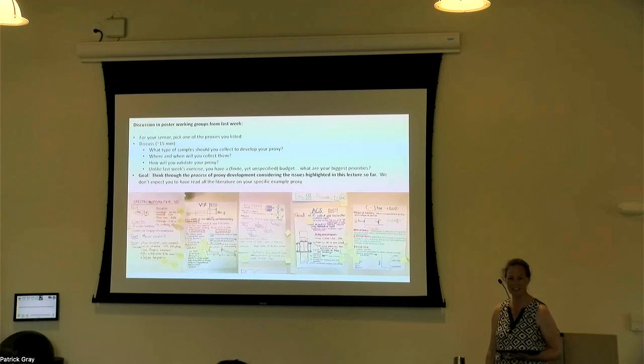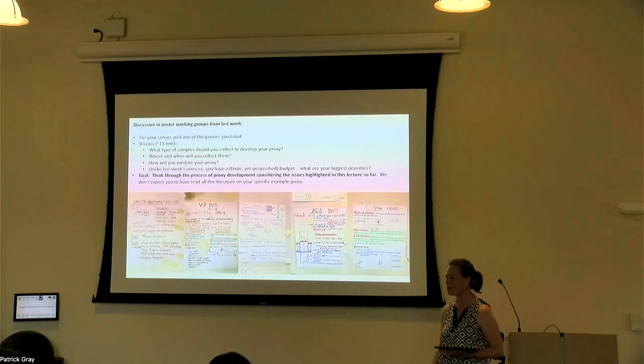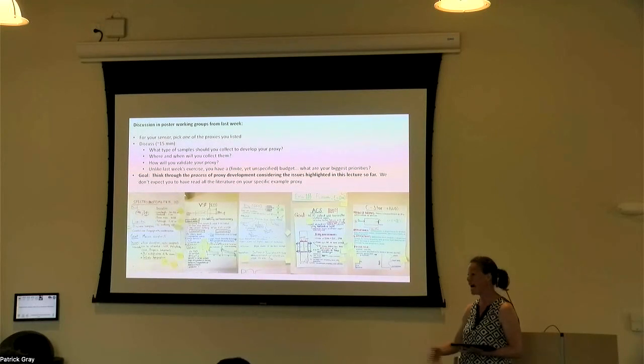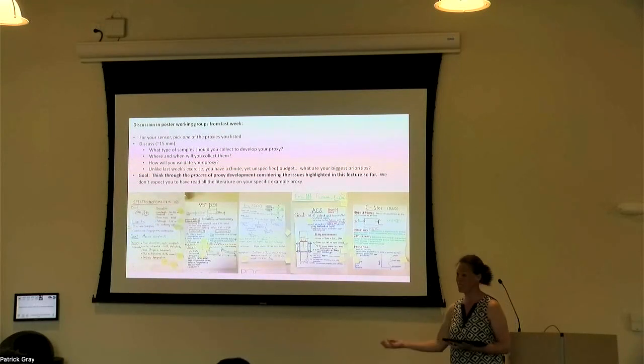Unlike last week's exercise, assume that you don't have an unlimited budget. Instead, it is unspecified yet finite. So prioritize. What are the most important things that you need to measure if you want to have a functional proxy that does what you need it to do?